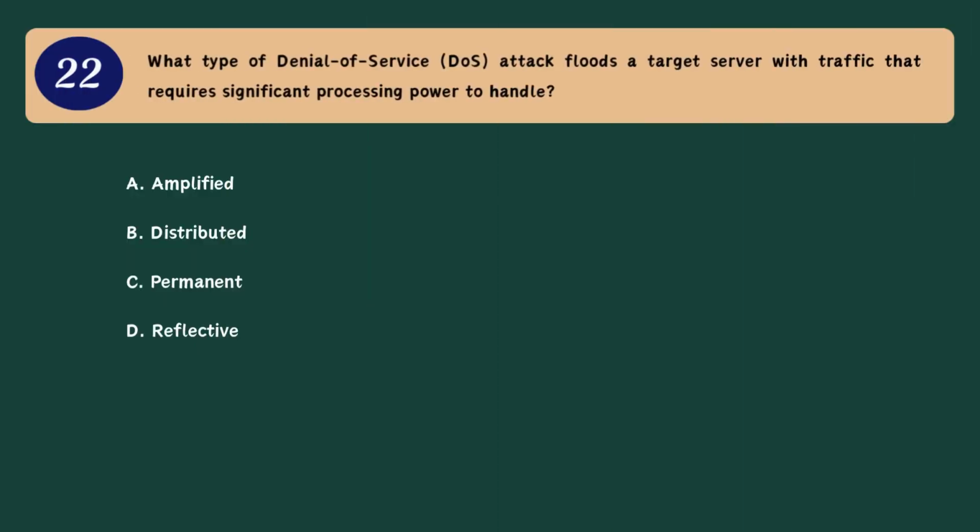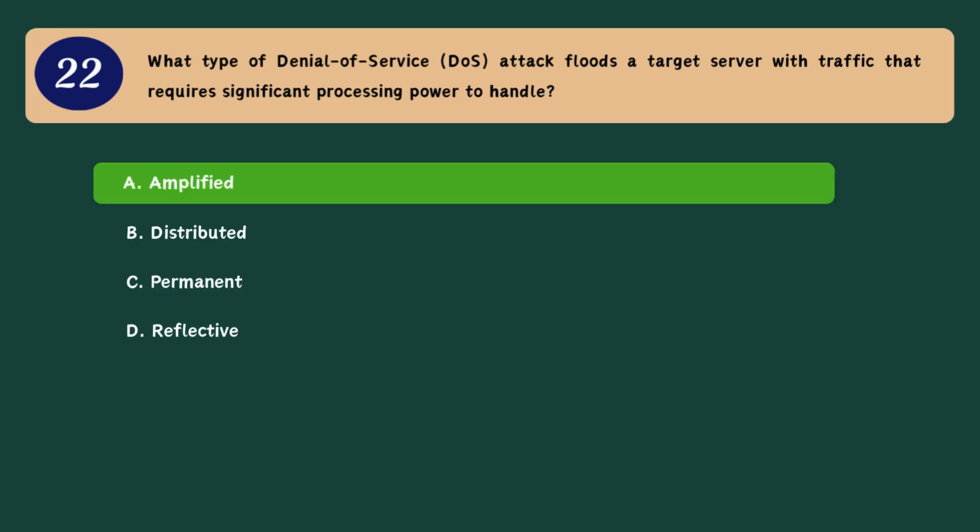Question 22. What type of denial of service attack floods a target server with traffic that requires significant processing power to handle? A. Amplified. B. Distributed. C. Permanent. D. Reflective. Correct answer. A. Amplified.